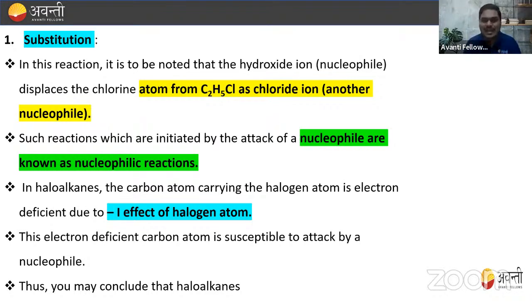So always remember this thing, right? In haloalkane, the carbon atom carrying the halogen atom is electron deficient. Why? Why electron deficient? Can anyone tell me? Why in an alkyl halide does the carbon become electron deficient? Why in haloalkane does the carbon carrying the halogen atom behave like an electron deficient carbon? Can anyone wants to say anything on this?